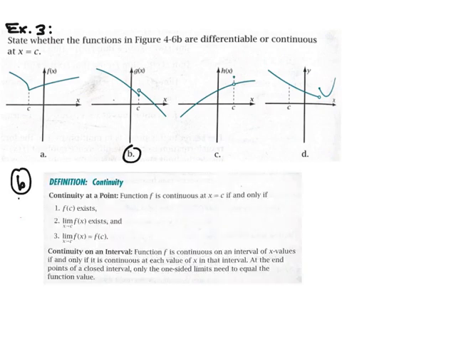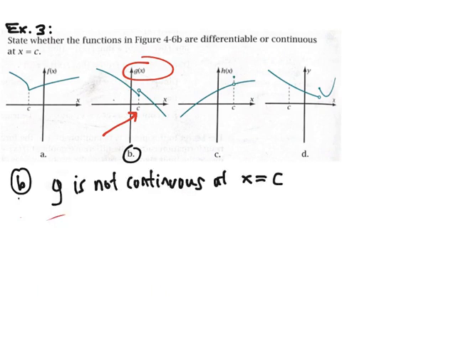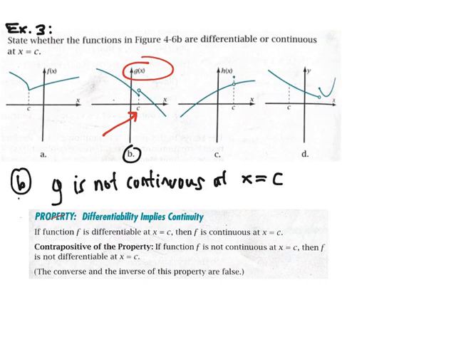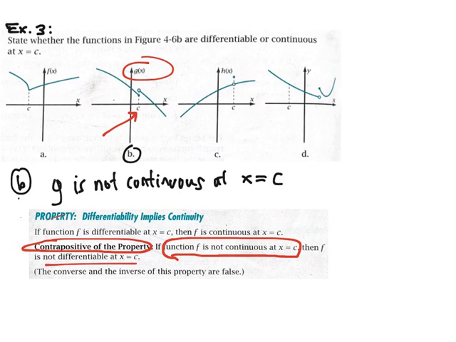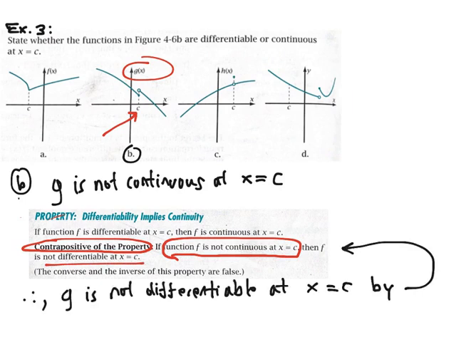Now we take a look at graph B. You can see when you're looking at the graph that at x is equal to c, the limit of the function as x approaches c would not exist because the one-sided limits will have different values. So we can tell right away that the function g will have a non-removable discontinuity at x is equal to c. In other words, g is not continuous at x is equal to c. So what can we say about the differentiability of the function g at x is equal to c? We may use the contrapositive of this property and state that because the function is not continuous at x is equal to c, it must not be differentiable at x is equal to c.